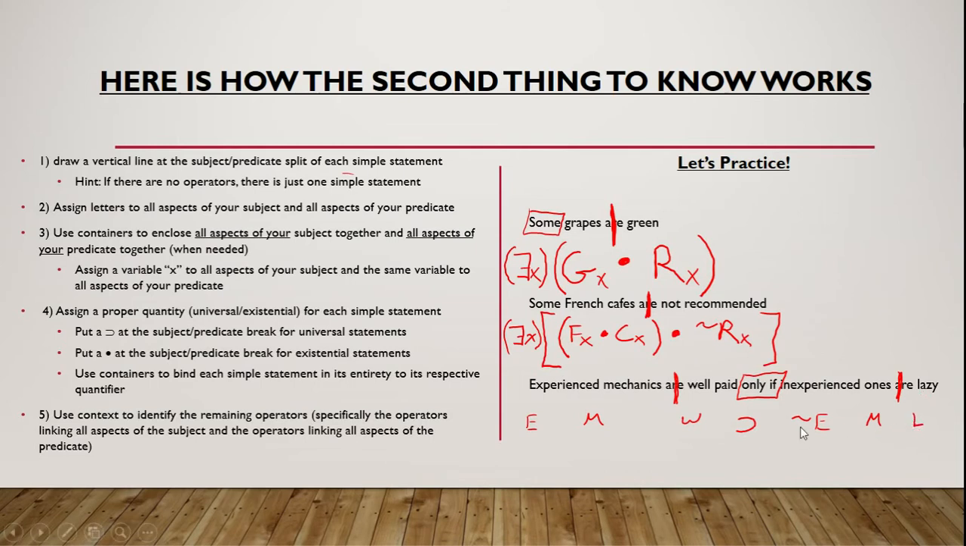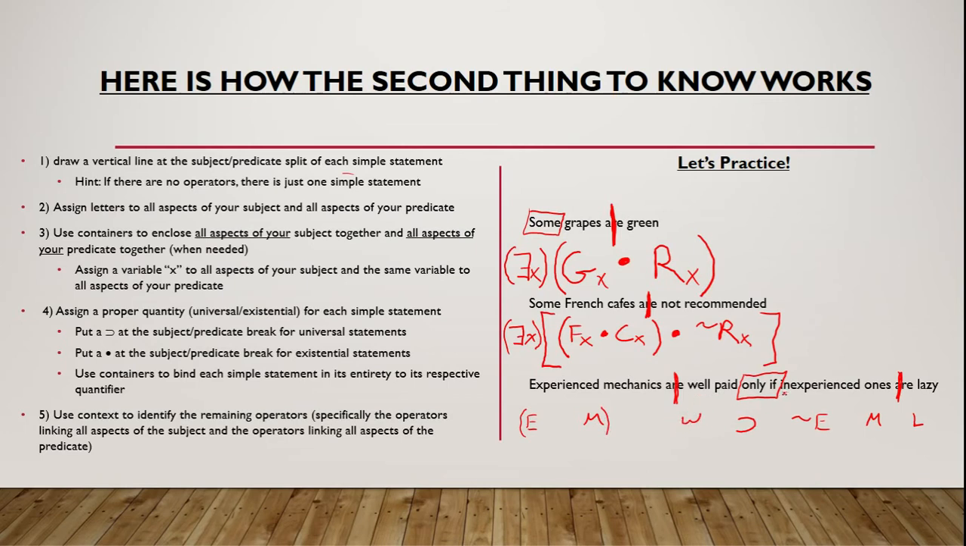Okay, let's keep working on that. Use containers to enclose all aspects of your subject together and all aspects of your predicate together when needed. So here, experienced mechanics, those are all aspects of your subject. Well paid, it's just W for well paid, so we don't need any containers there.